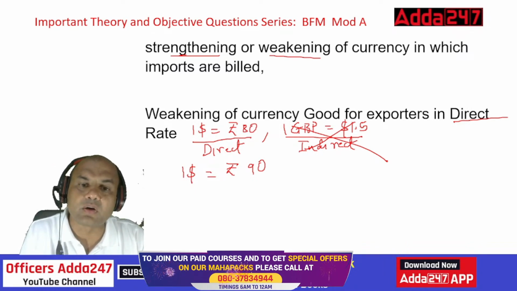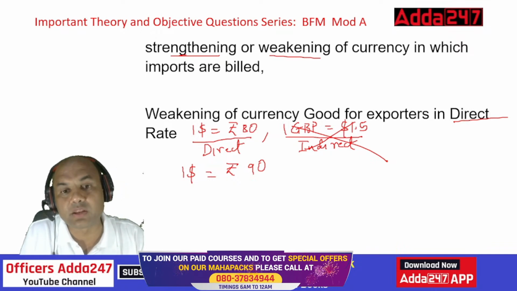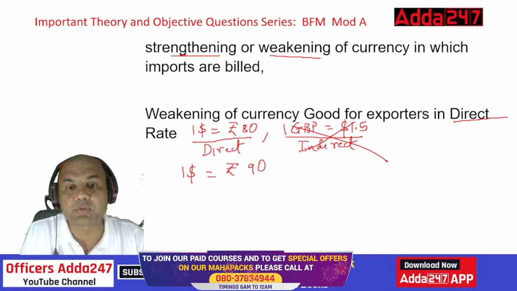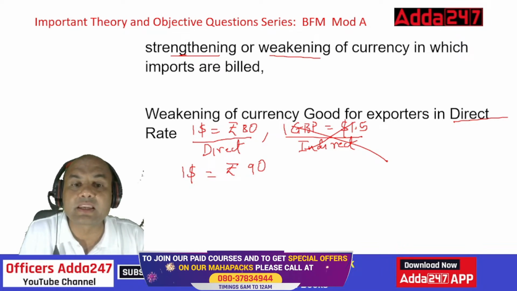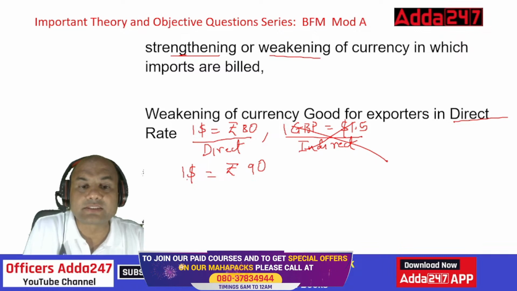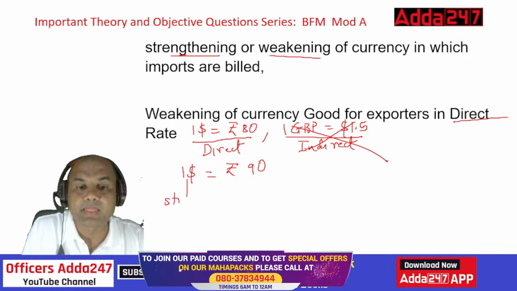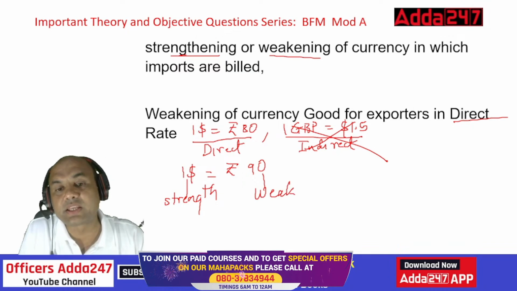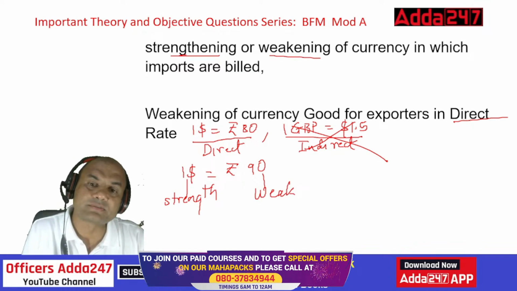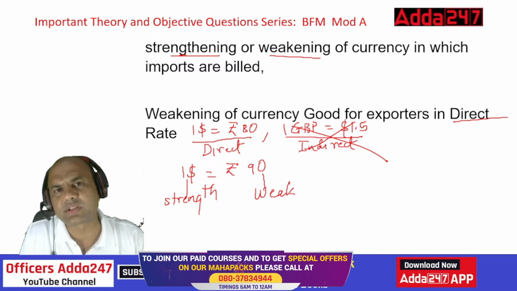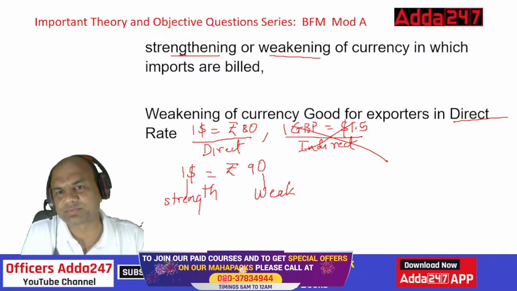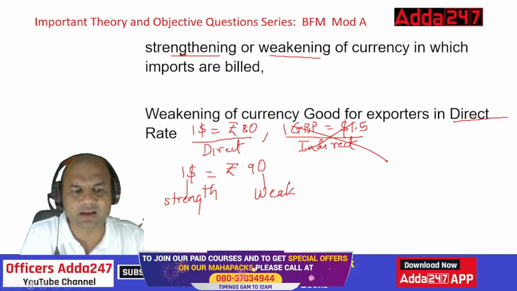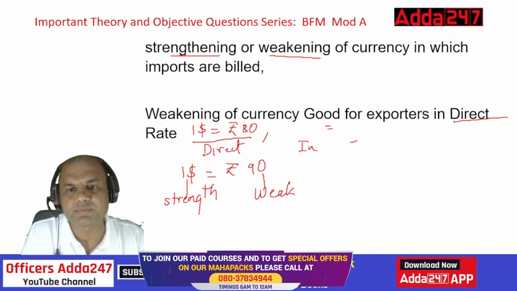Similarly over here, for buying $1, I had to pay 80 rupees. Now for buying that same dollar, I have to pay 90 rupees. So the dollar has increased or strengthened, and importantly, this 90 means the rupee has weakened. The rupee is weak now. So now look at this. Weakening of a currency is good for the exporters. Why is it good for the exporters? Let me remove this indirect rate now, because that is not needed for you.